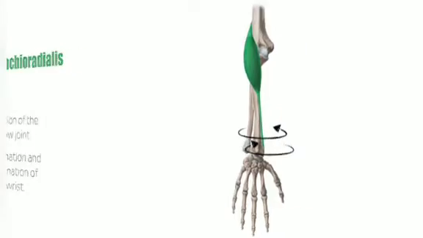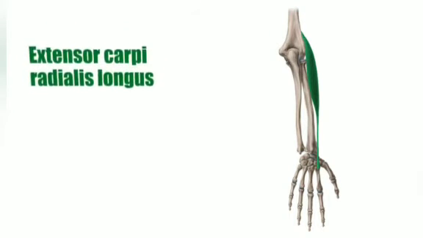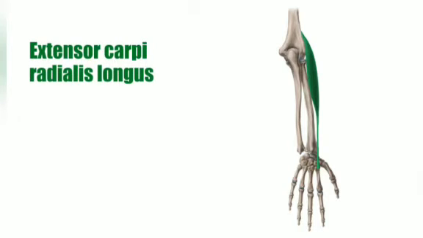The next muscle that we saw on that list is now seen here highlighted in green, and now we're looking at a posterior view of the forearm. The highlighted muscle is the extensor carpi radialis longus, and the majority of this muscle will be lying underneath the brachioradialis, the muscle that we talked about before.